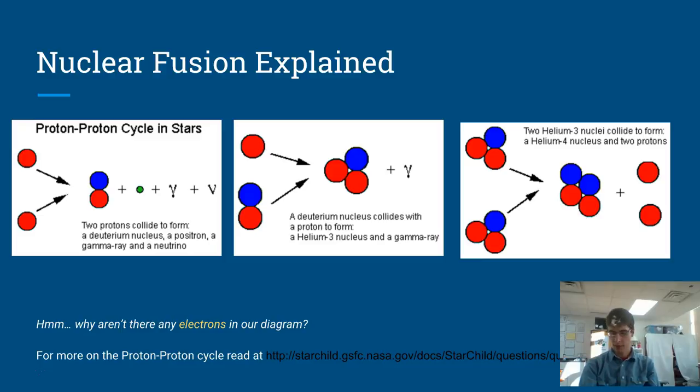Why aren't there any electrons in our diagram? Well, it's because at the temperature of the core of a star, it's actually plasma, and the electrons and the protons no longer have enough energy to stay bound together. The electrons go zooming off their own way, the protons go their own way, and we call that plasma. They're ionized particles.